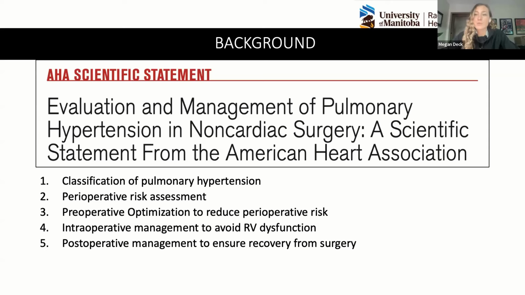Number one, the classification of pulmonary hypertension group to underline and define the pathophysiology. Number two, perioperative risk assessment to guide surgical decision-making. Number three, pulmonary hypertension optimization before surgery to reduce perioperative risk. Number four, intraoperative management of pulmonary hypertension to avoid RV dysfunction and maintain cardiac output. And number five, postoperative management of pulmonary hypertension to ensure recovery. And it's this process that I'll use as a framework to facilitate the rest of this discussion.